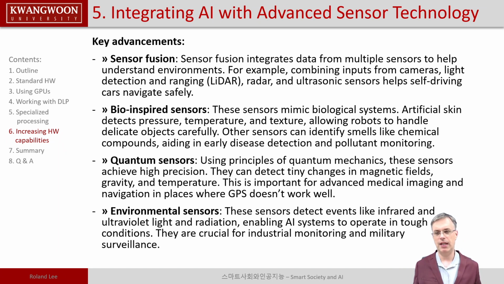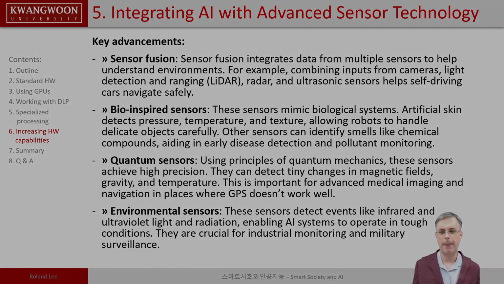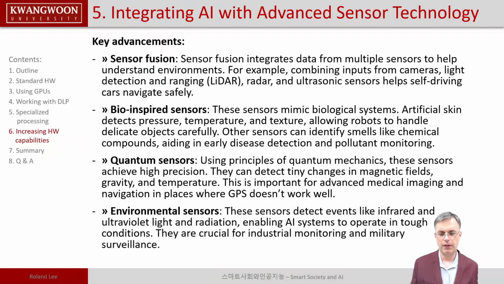Let's see integrating AI with advanced sensor technology. Integrating advanced sensors with AI is now changing how machines interact with the world and expanding what they can do. Sensor fusion is the first of the key advancements. Sensor fusion integrates data from multiple sensors to help understand environments.